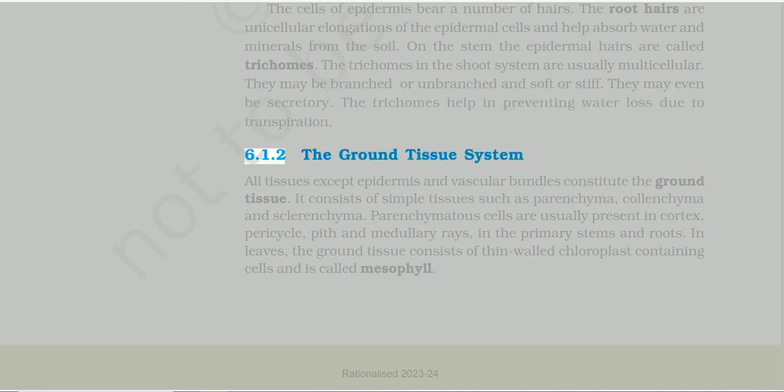The ground tissue system. All tissues except epidermis and vascular bundles constitute the ground tissue. It consists of simple tissues such as parenchyma, collenchyma and sclerenchyma. Parenchymatous cells are usually present in cortex, pericycle, pith and medullary rays, in the primary stems and roots. In leaves, the ground tissue consists of thin-walled chloroplast containing cells and is called mesophyll.